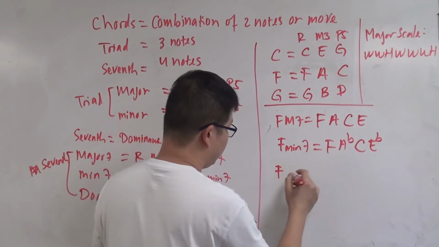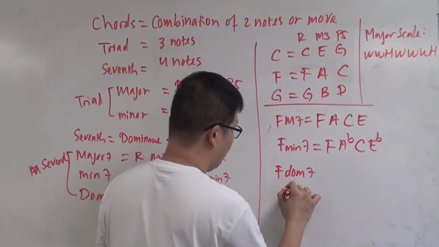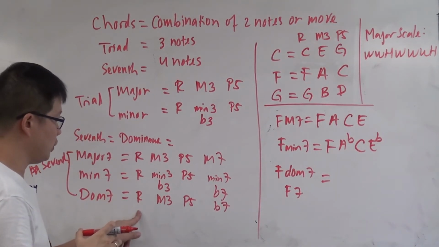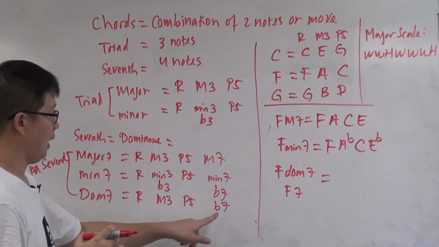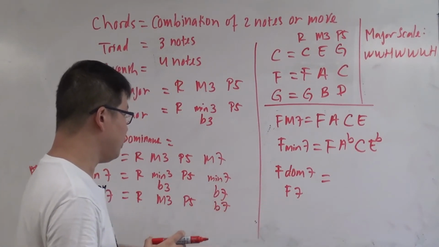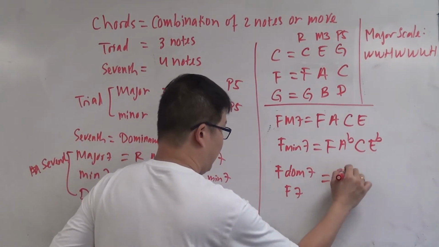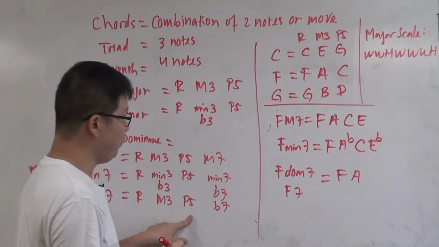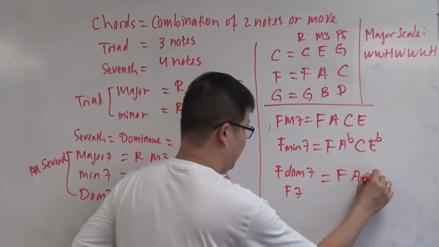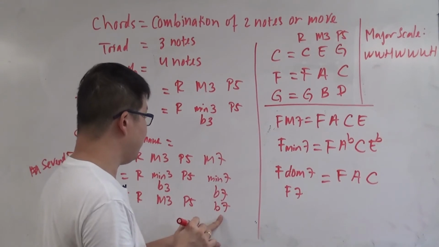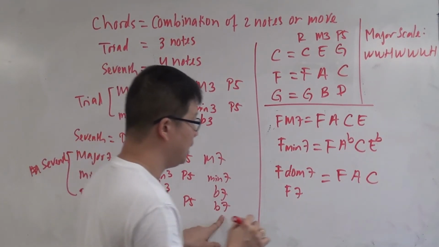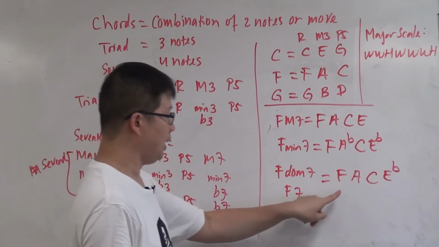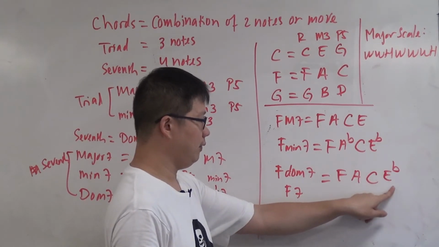Next one, let's try to do F dominant 7 or F7. Same thing, the dominant 7 rule says you must have root, major third, perfect fifth, and flat 7 or minor 7. So F dominant 7, the root is F. The major third of F is A. The perfect fifth of F is C. And finally, the minor 7 or flat 7 of F is E flat. So the notes for F dominant 7 or F7 are F, A, C, E flat.